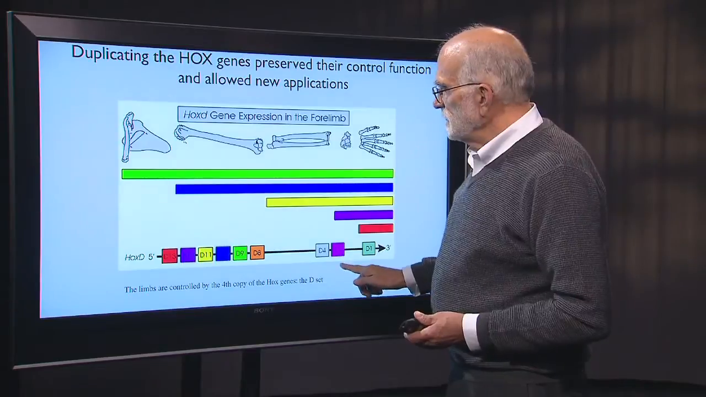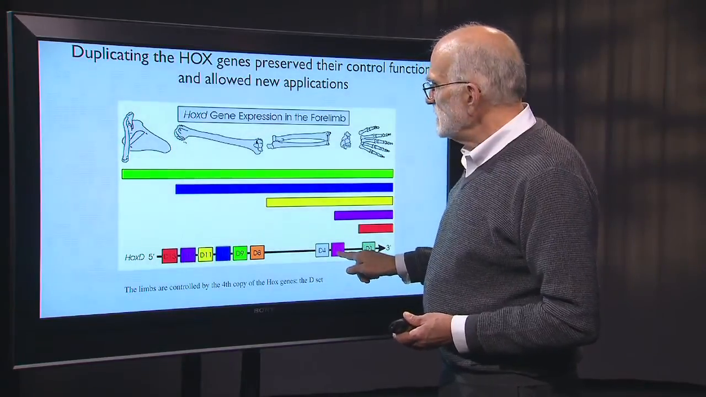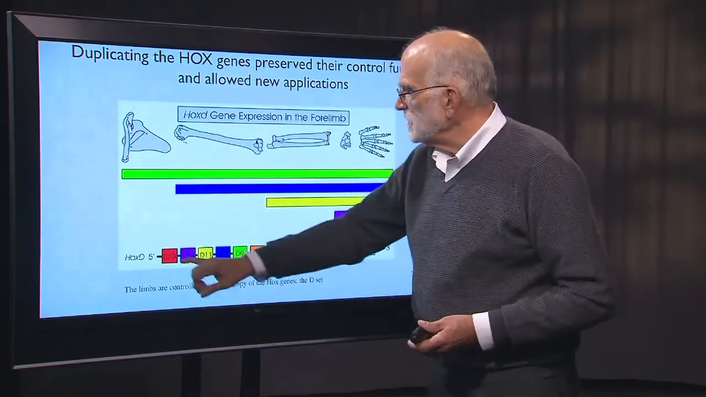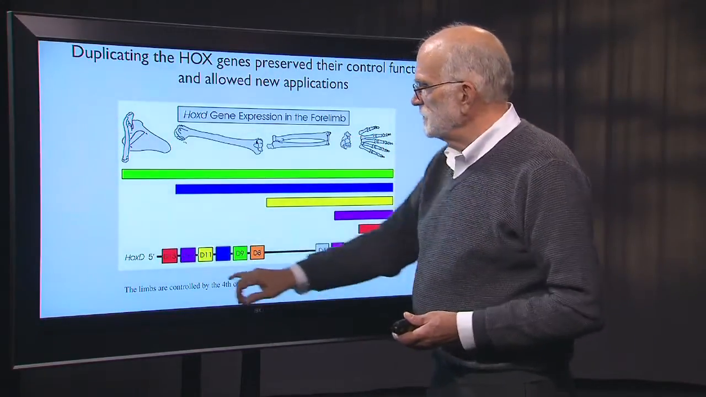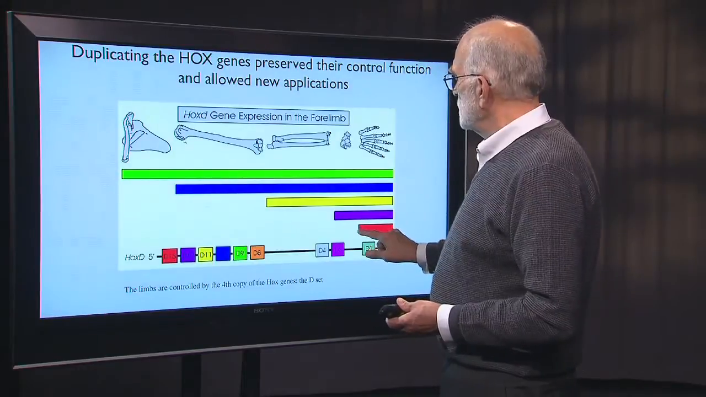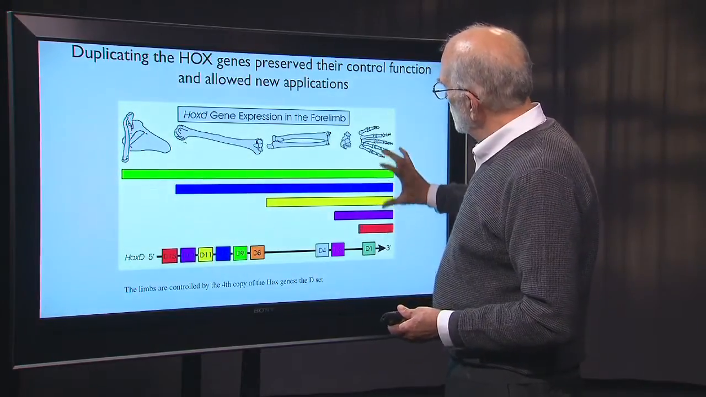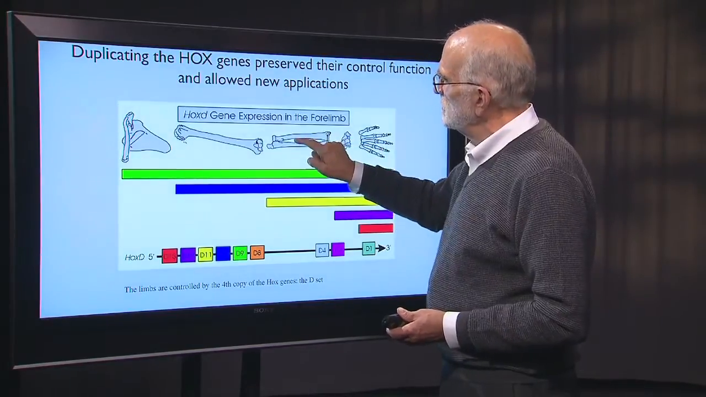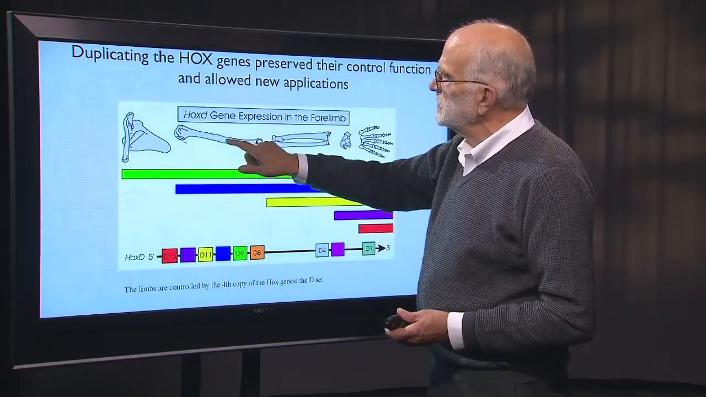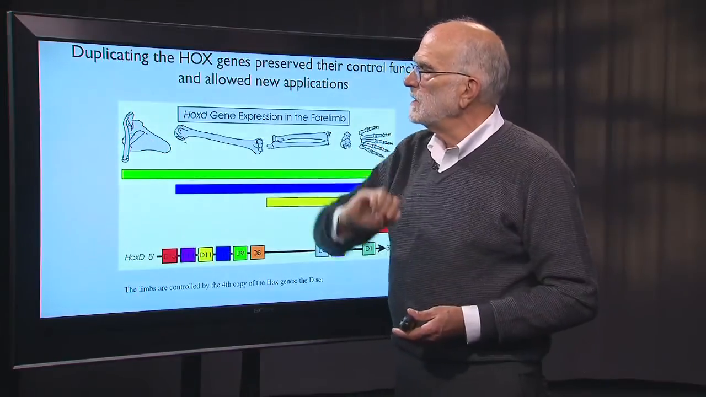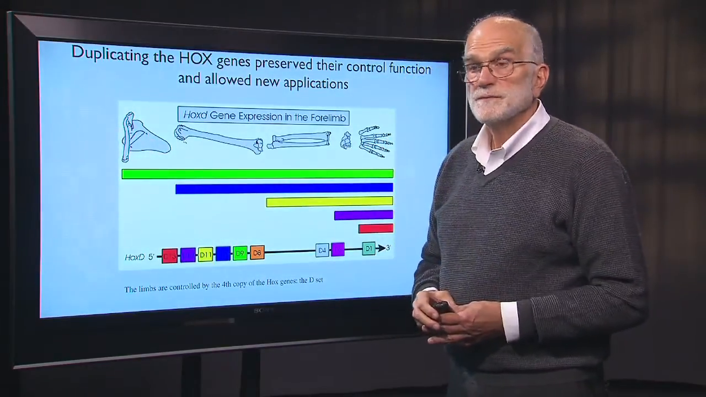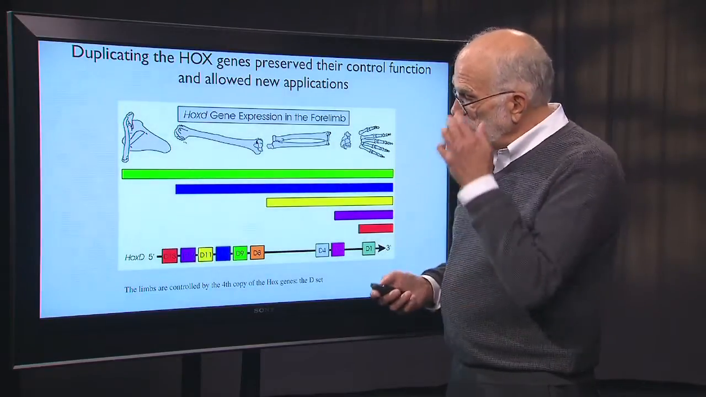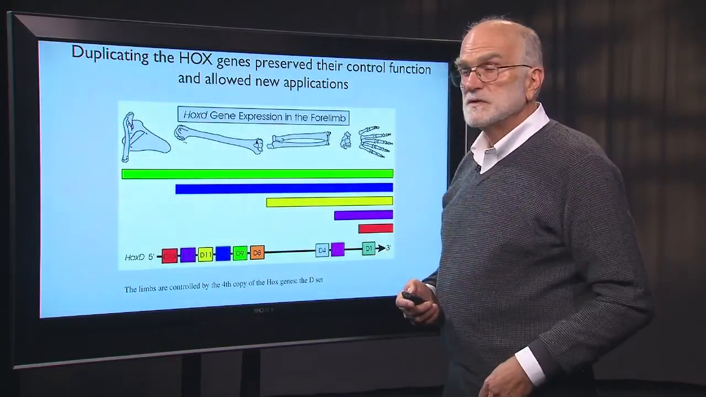You turn on D12, you get the wrist, and you turn on D13, you get the fingers. So if you have all 5 on, you get the fingers. If you have 4 on, you get the wrist. If you have 3 on, you get the forearm. 2 on, you get the upper arm, and 1 on, you have the shoulder. Well, that's combinatorial control, okay? And it's done here with a duplicate set of Hox genes.